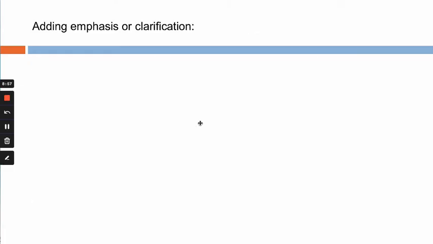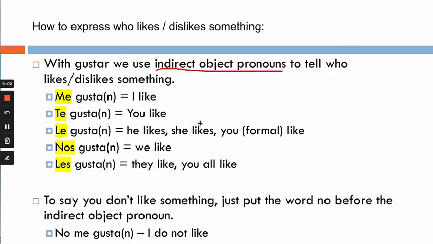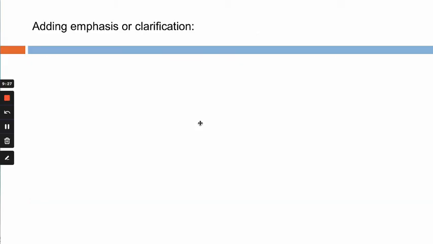We also have the ability to add emphasis or clarification to our indirect object pronouns. In the case of le and les, we could be referring to many different people. We could be talking about he or she or usted, or we could be talking about ellos or ellas or ustedes. We don't know which one we're talking about when we just see le or les. So we can use an extra phrase in front of our phrase that we have thus far to add clarification of who we're talking about or to just emphasize what we're talking about.